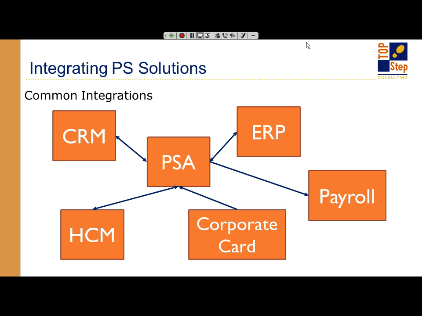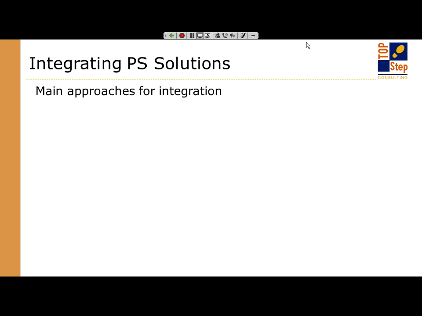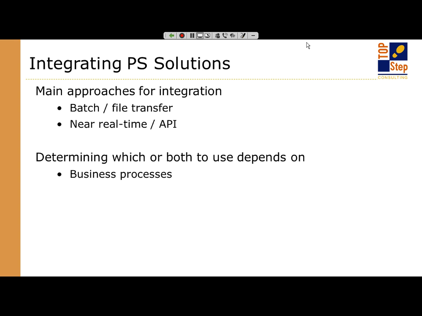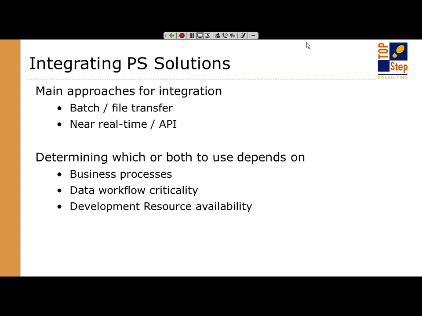So when you're thinking about integrating your systems, there's really two main approaches that I think of. One is batch, which is basically on a scheduled basis, we're sending data from one system to another. Things like invoicing at month end, things like payroll every pay period. Those are batch things. You don't really need to send the data over as it's created.